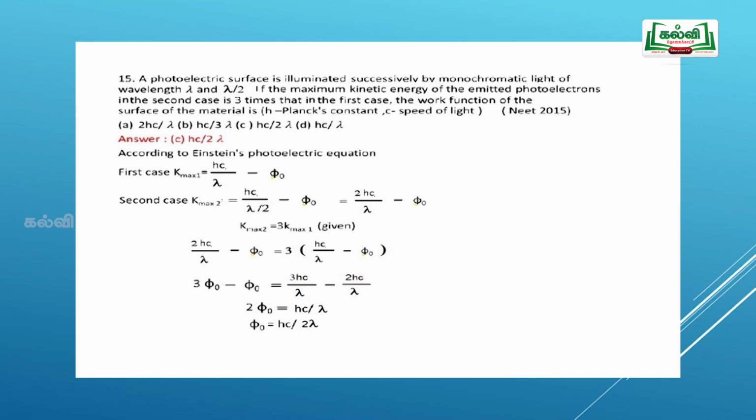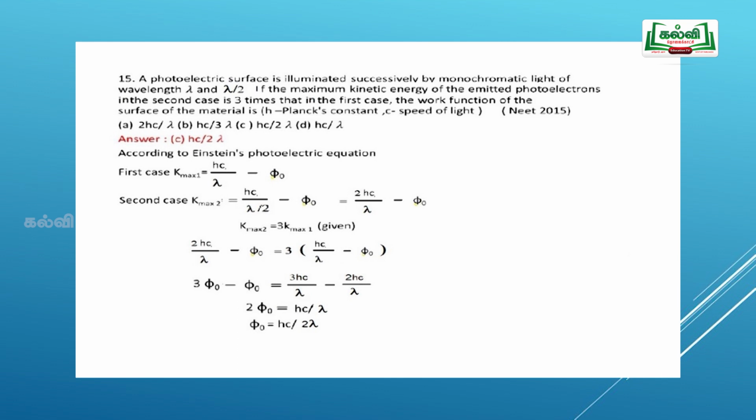According to Einstein's photoelectric equation, the first case kinetic energy maximum is equal to hc by lambda minus phi naught. For the second case, kinetic energy maximum 2 is equal to hc by lambda by 2, the wavelength is lambda by 2, minus phi naught. So take the 2 to the numerator, it becomes 2 hc by lambda minus phi naught, where the kinetic energy maximum 2 is equal to 3 times kinetic energy maximum 1, as given in the question. So substitute this here. The kinetic energy maximum in the second case is 2 hc by lambda minus phi naught, equal to 3 times the value of the first case, hc by lambda minus phi naught. Now simplify this equation.